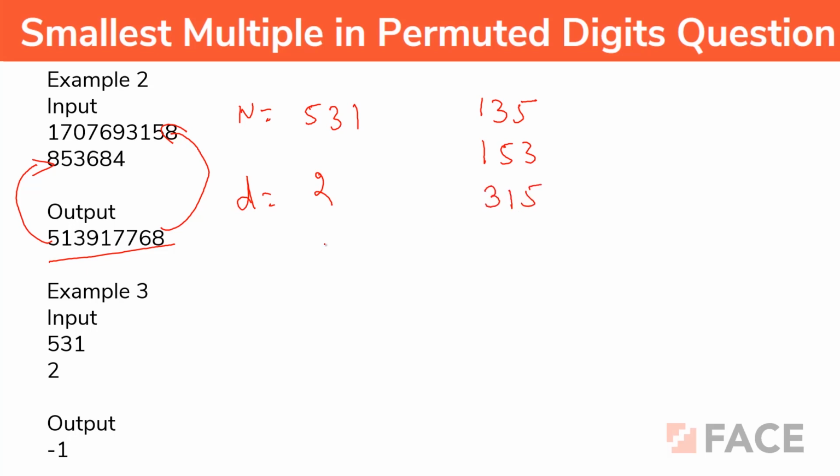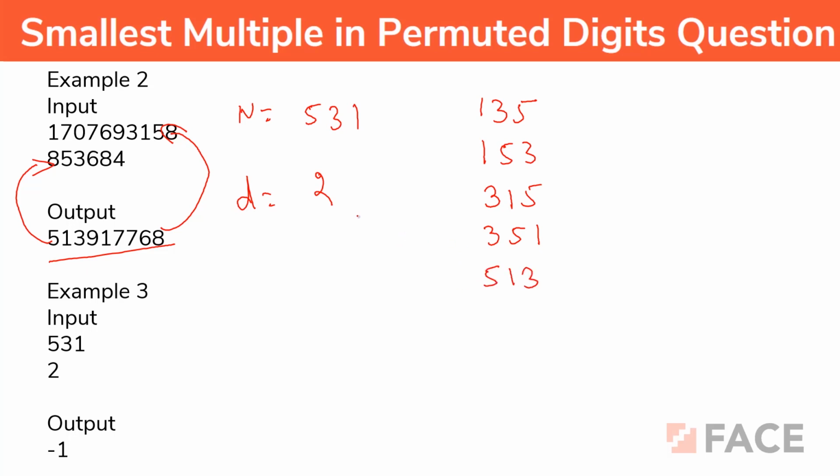315. Check if 315 is divisible by 2. It is not divisible. Go for the next permuted number, 351. Check whether 351 is divisible by 2. No, it is not divisible. So what do I have to do? I have to go for the next permuted number, which is 513.